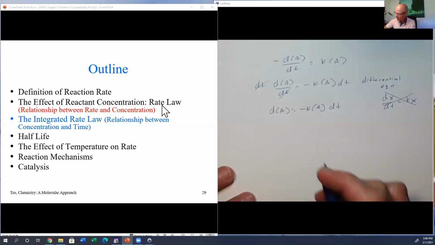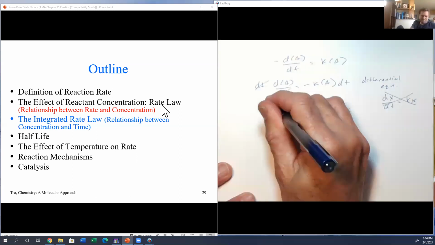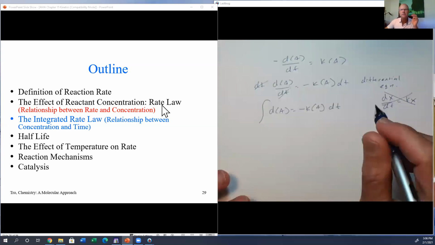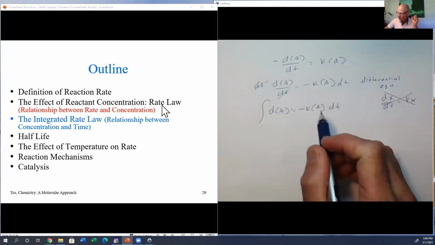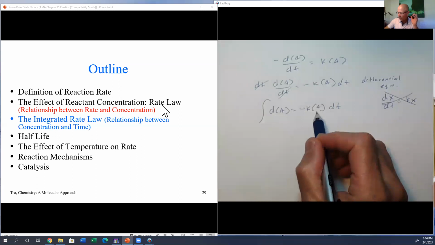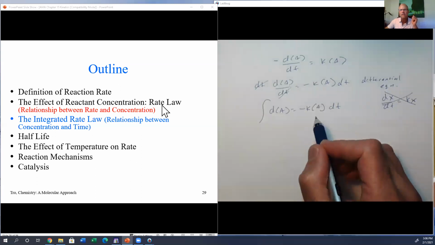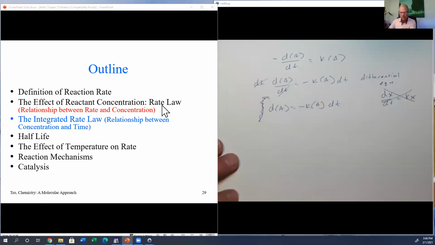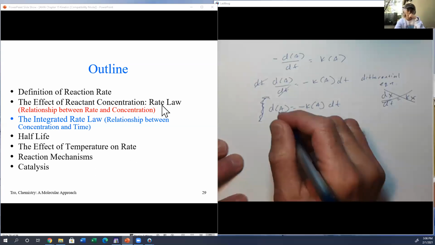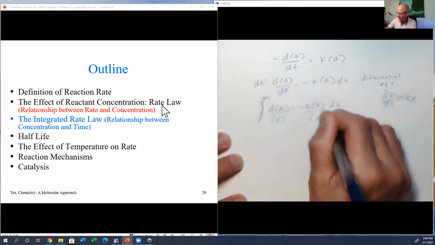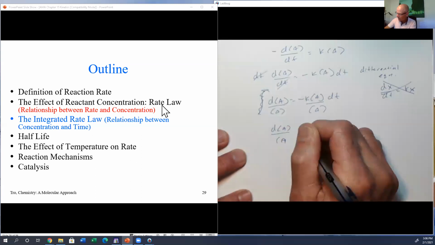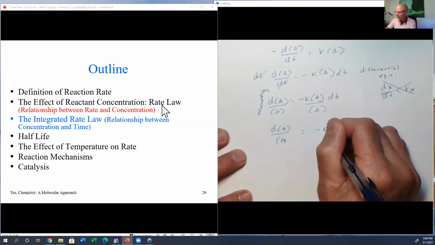And then you take the integral. Oops, I forgot one thing. You have to separate the variables, keeping the variables together on each side. Before I integrate, I have to do one more thing. Separation of variables. So I divide by A, and I get dA over A is equal to minus k dt. Now I can integrate.